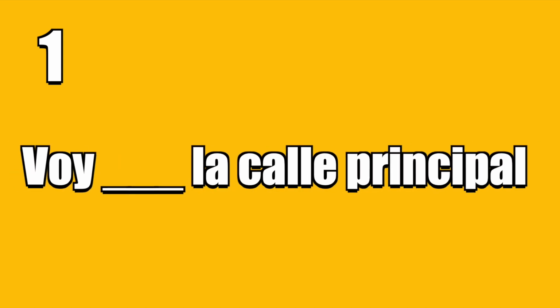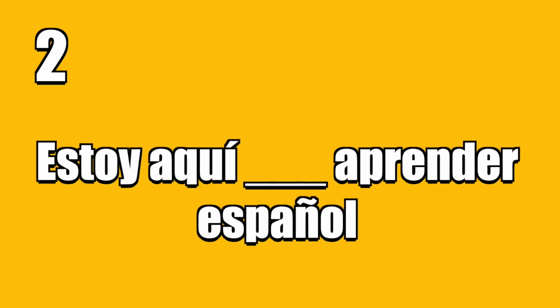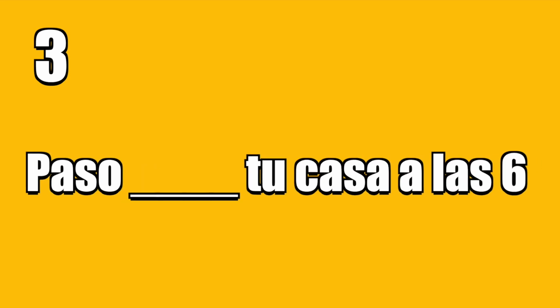Number 1. Voy la calle principal. Number 2. Estoy aquí a aprender español. Number 3. Paso tu casa a las 6. Number 4. Este libro es la clase de historia. Number 5. Pagué $20 la camisa. Once again, 3 correct answers mean you are doing great.